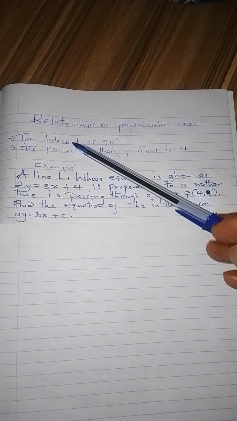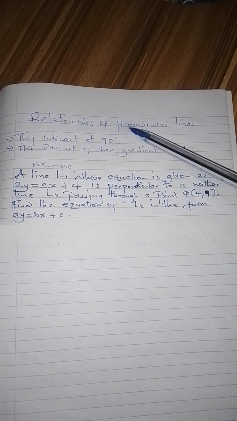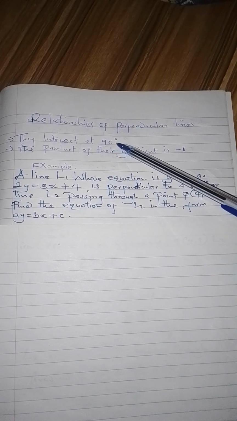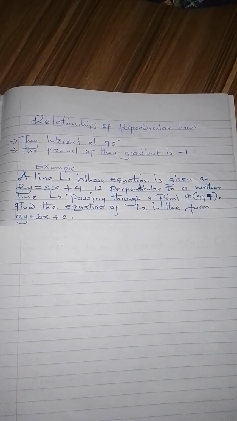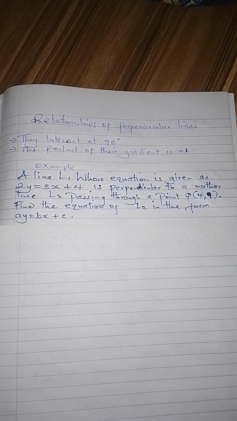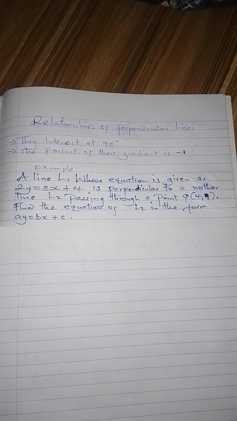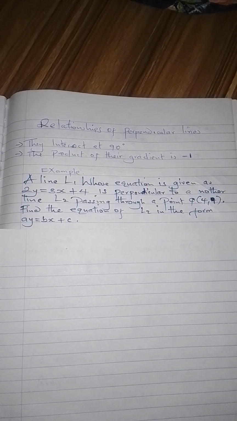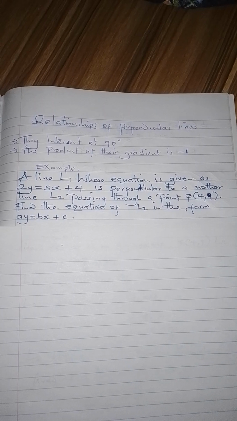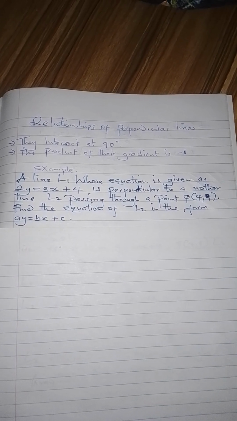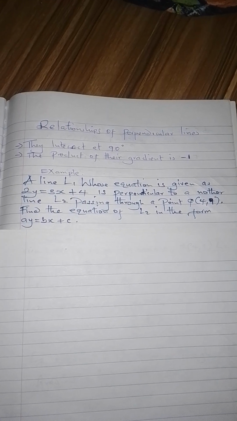The first one is that they intersect at 90 degrees. At the point where the two lines intersect, the angle is 90 degrees when you measure. Then the product of their gradients is -1. When you multiply the gradient of the first line and the second line, you will get -1 as the product.